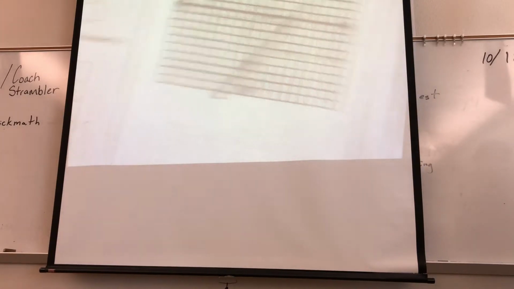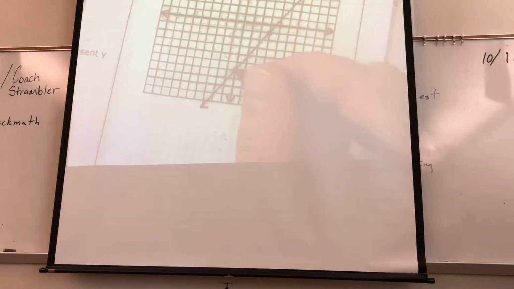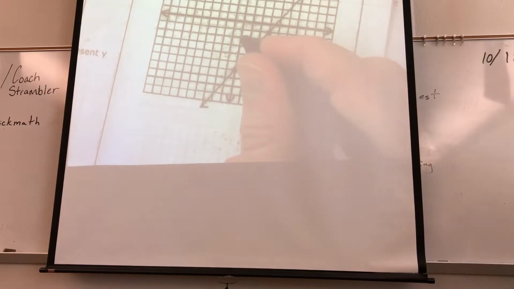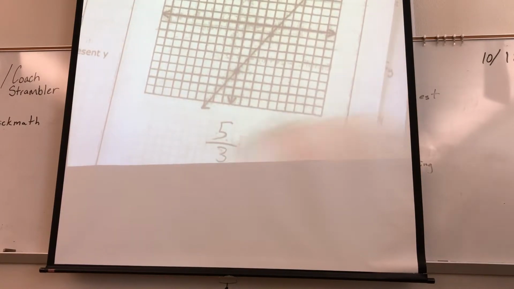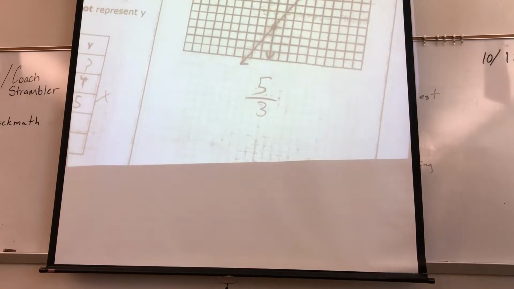Number 8, the slope of the graph. All you have to do is count. It goes up 1, 2, 3, 4, 5. It goes over 1, 2, 3. And it's going uphill, so it's positive.